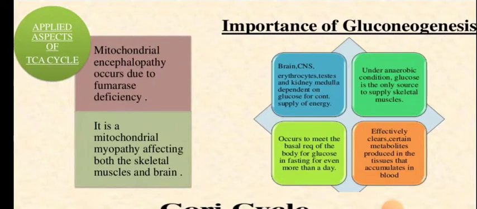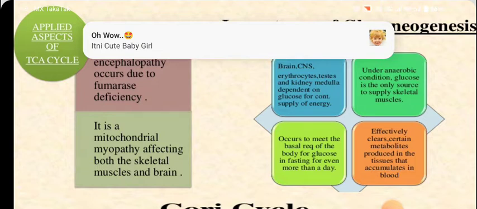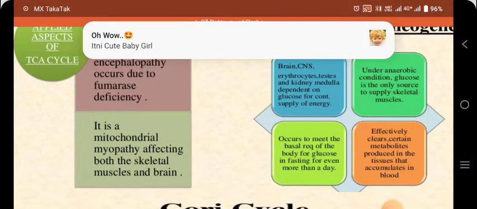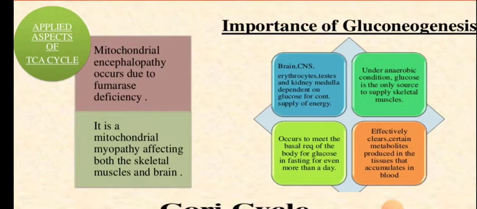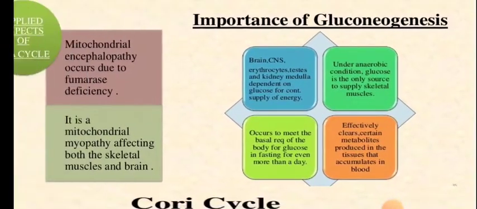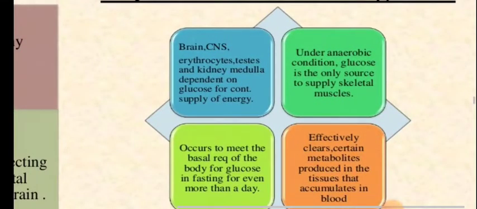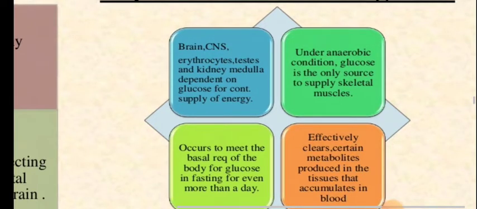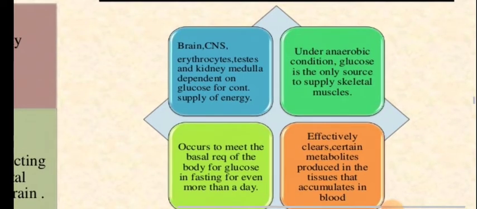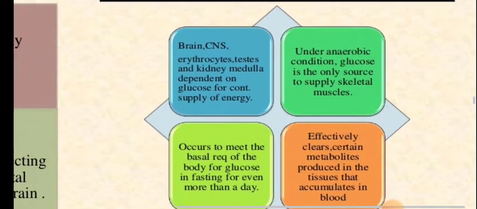Here we know the applied aspect of TCA: mitochondrial encephalopathy occurs due to fumarase deficiency, and it is a mitochondrial myopathy affecting both the skeletal muscles and the brain. In relation to the importance of gluconeogenesis, the brain, central nervous system, erythrocytes, testes, and kidney medulla depend on glucose for a constant supply of energy. Under anaerobic conditions, glucose is the only source of energy supply to the skeletal muscle.